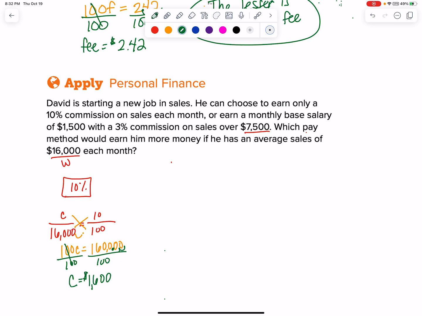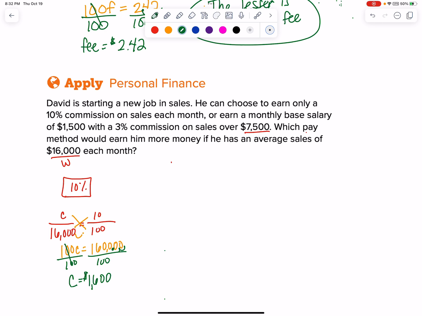Option two is I automatically get $1,500 every month, even if I don't sell anything. But I also get this 3% commission on sales over $7,500. If I earn 3% on sales over $7,500, which pay method would earn more money? So I'm earning $16,000 each month.